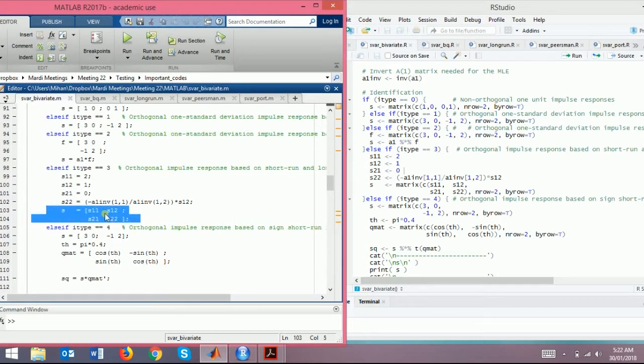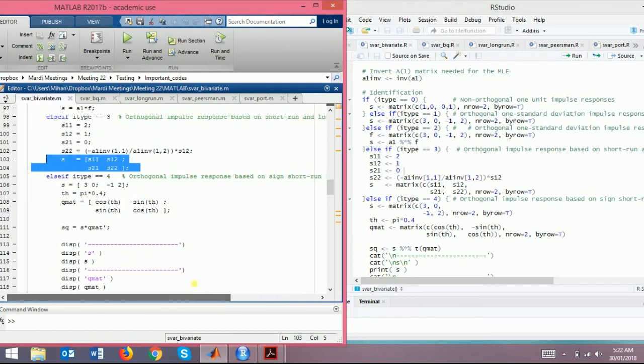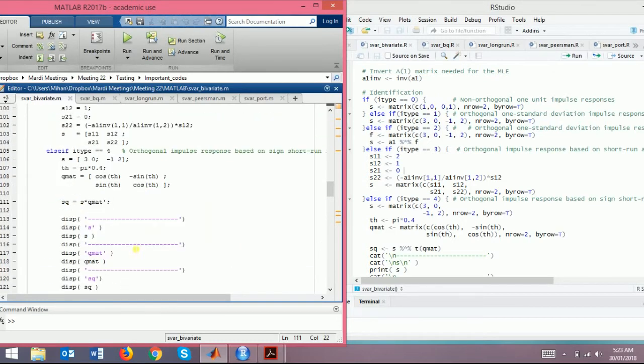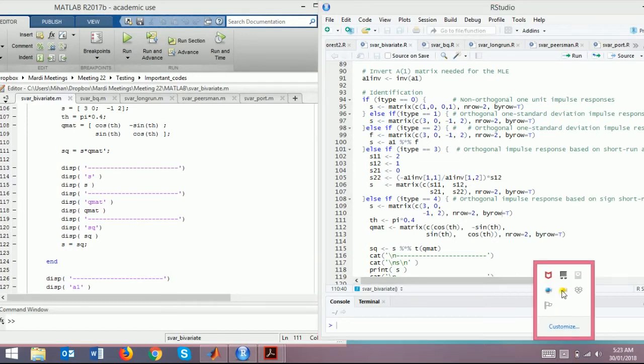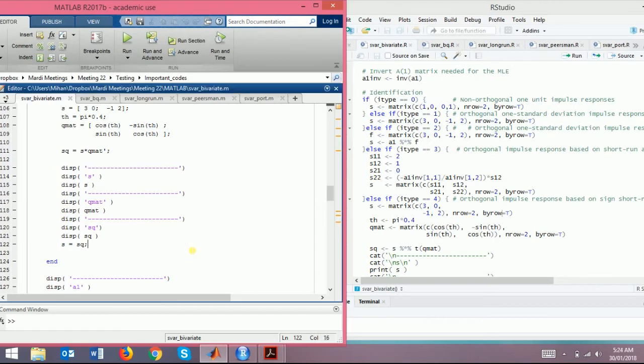So in that case, we create this S, the orthogonal impulse response based on sign, and sign is S given to us. Theta is equal to pi 0.4 because omega is 0.4, with cosine theta, minus sine theta, cos theta. SQ is equal to SQ matrix, which will rotate, SQ transpose, Q matrix transpose. So we have set our identification, because based on this we'll do our identification. Beautiful, right?